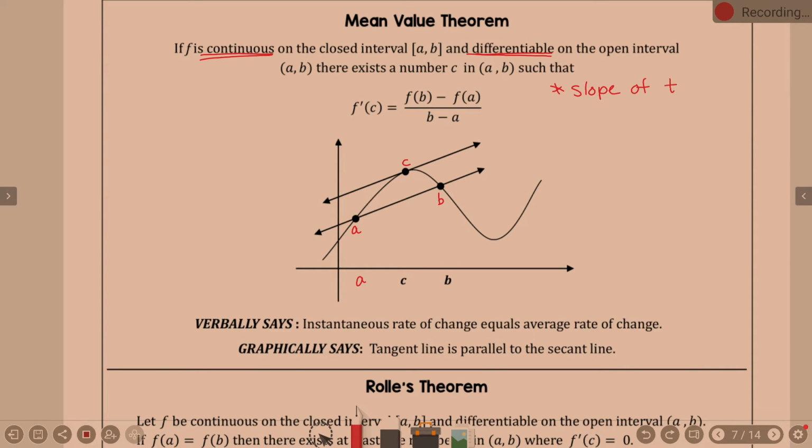Slope of tangent line is equal to slope of secant line.